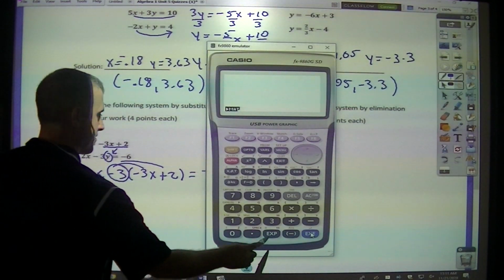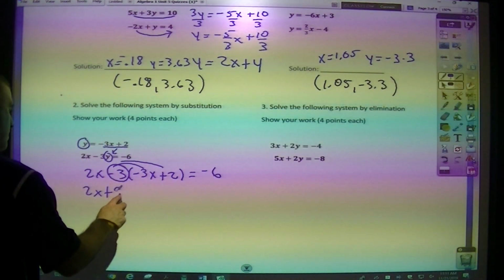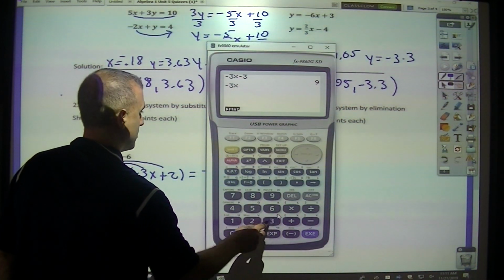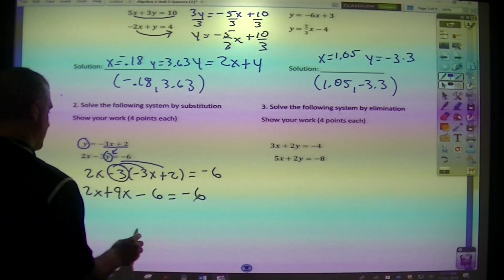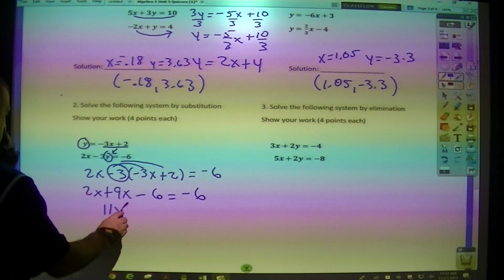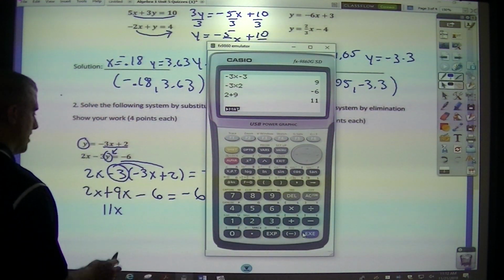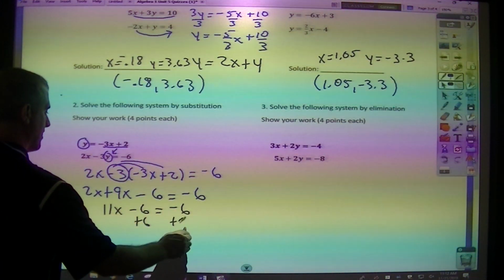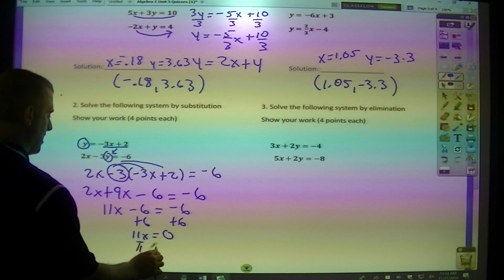Okay, so I got negative 3 times negative 3 is 9. Negative 3 times positive 2 is negative 6, equaling negative 6. So these combine to 11. That's the big thing, is I got to type those in as 2 plus 9. Minus 6 equals negative 6. So I'm going to add 6 here. 11x equals 0. Divide by 11.